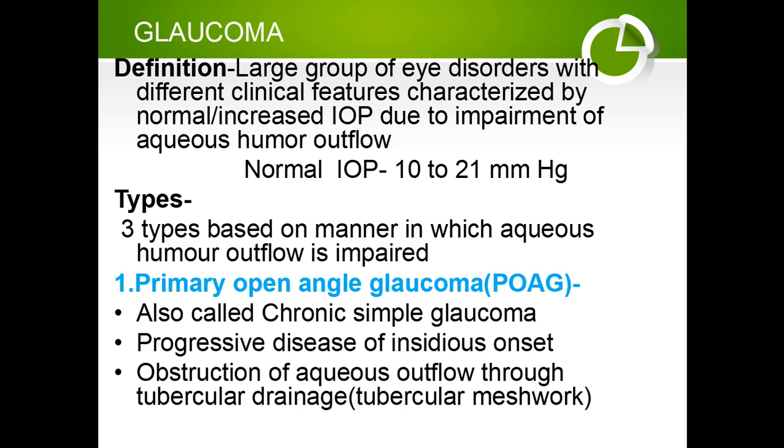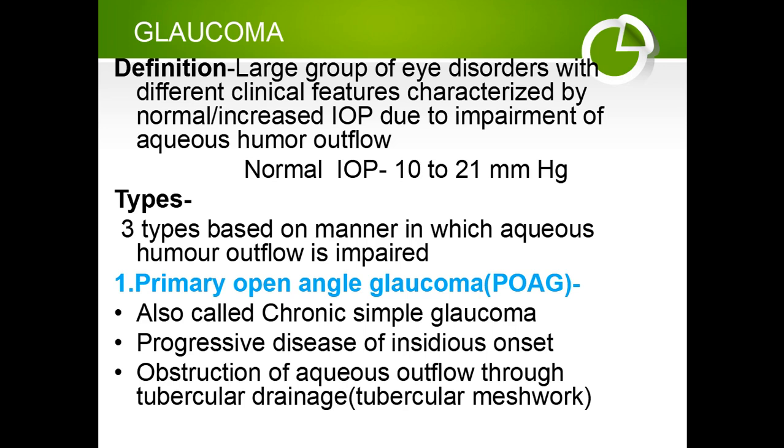What is glaucoma? It is a large group of eye disorders with different clinical features characterized by normal or increased intraocular pressure due to impairment of aqueous humor outflow. So the outflow of the aqueous humor is impaired, so it leads to increase in the intraocular pressure and it leads to eye disorders. What is the normal intraocular pressure? It is between 10 to 21 mmHg.